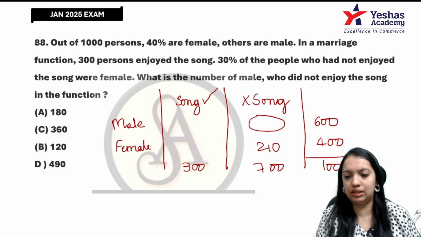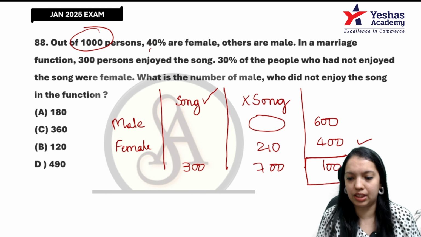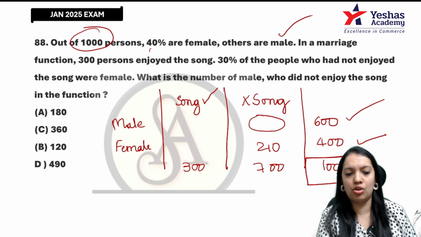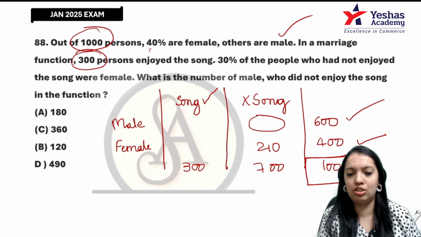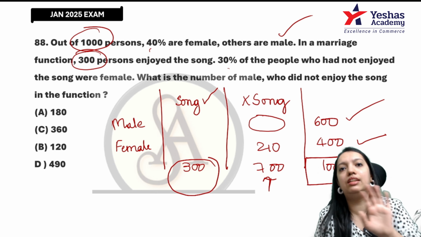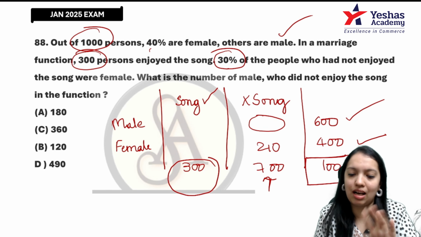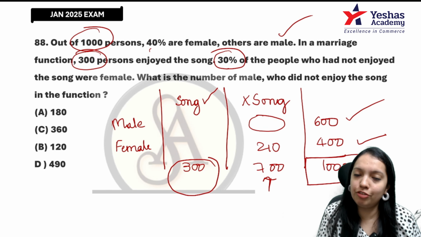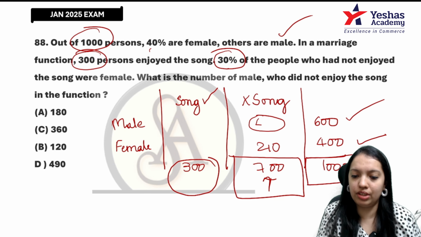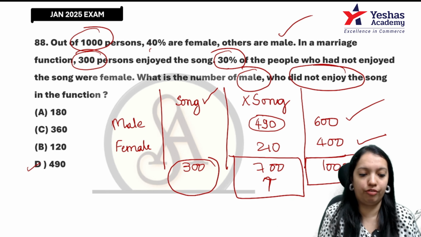Next, out of 1000 persons, this is the total, 40% are female, correct? And others are male. So 600 are male. In a marriage function, 300 persons enjoyed the song. That means the balance 700 did not enjoy. 30% of the people who did not enjoy songs are female. You have to find the balancing figure. If this total is 700, out of which 210 are female, obviously 490 are male persons who did not enjoy.